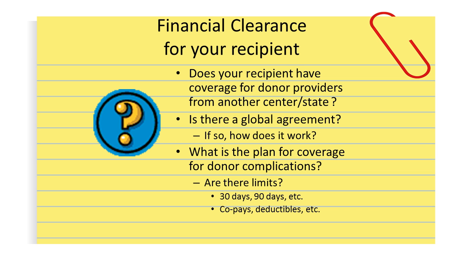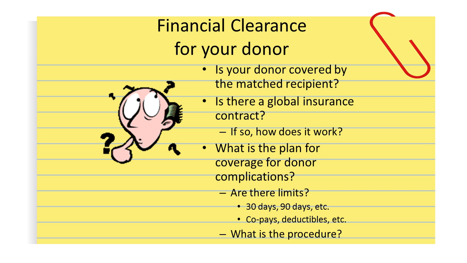Are there limits? Sometimes there are 30-day or 90-day limits. Sometimes there are co-pays and deductibles. We tend to look at these things when we're doing a standard living donor at our center, but when it's a spouse to a spouse, a husband to a wife, or a mother to a daughter or a child, we know that they're committed. Here we have an anonymous relationship. So we have a fiscal duty to make sure that we are protecting all parties involved. Knowing these elements up front is important so we can communicate them to the centers.